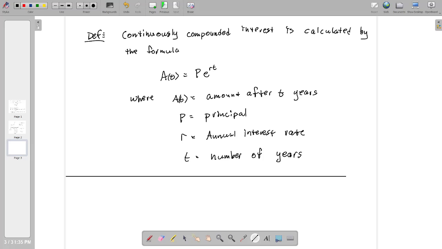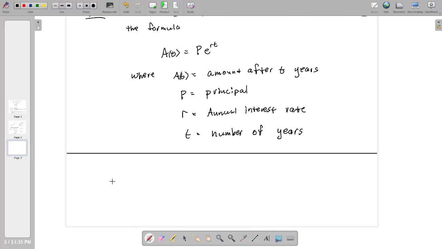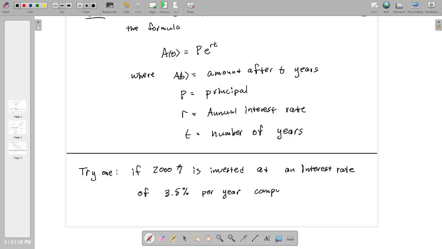Now, we did problems like this in the last section, so I am going to count on you to be able to do this on your own without an example. Try one. If 2,000 credits is invested at an interest rate of 3.5% per year compounded continuously, find the value of the investment after 8 years.